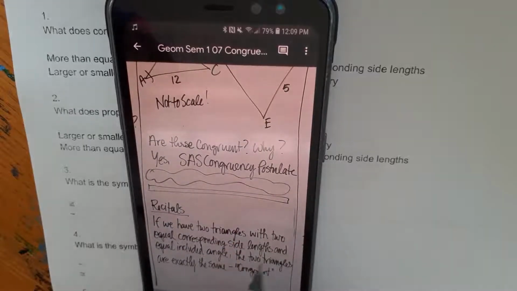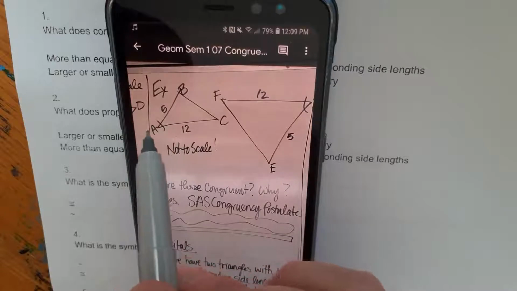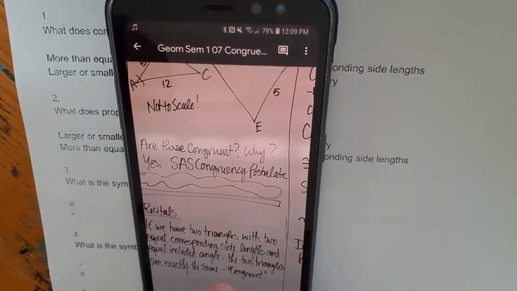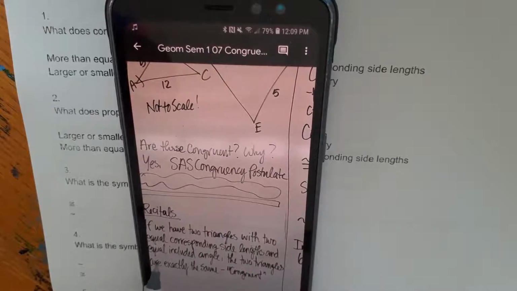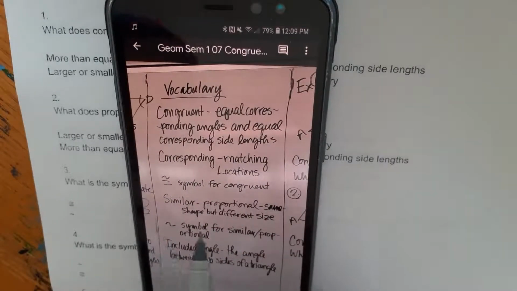So if we have two triangles with two equal corresponding side lengths and equal included angles, so this angle is called included. So there's two side lengths and the included angle is between the side lengths. Same here. So that's what that's called. With side lengths equal and equal included angle, the two triangles are exactly the same, otherwise known as congruent. Now, just to give you some perspective, the opposite, maybe so to speak, of congruent is similar.